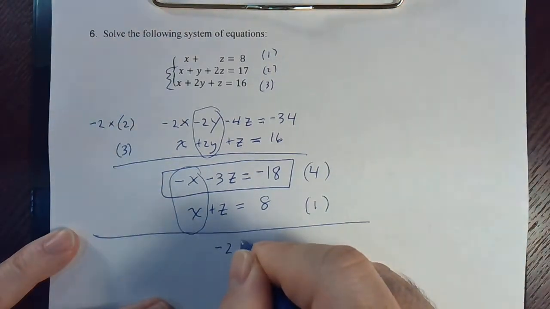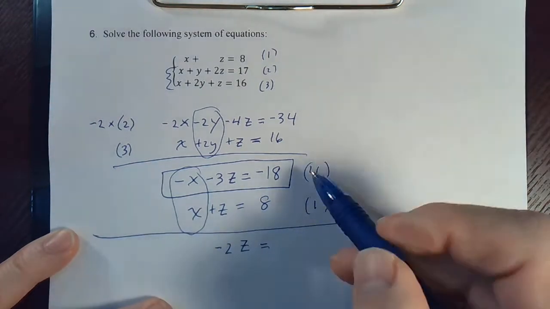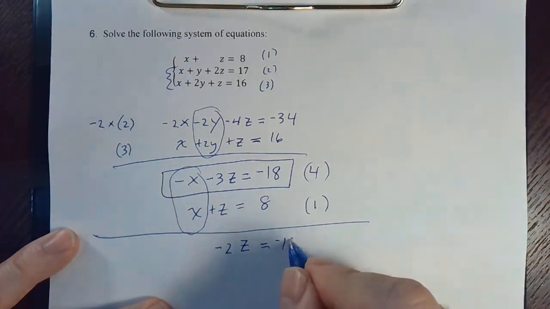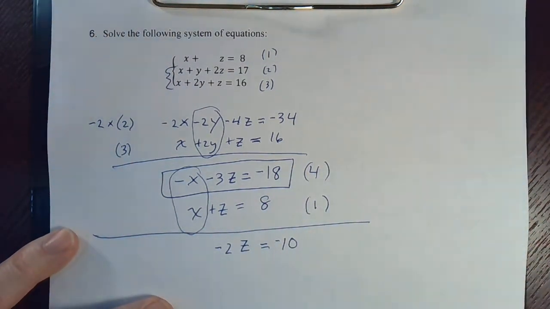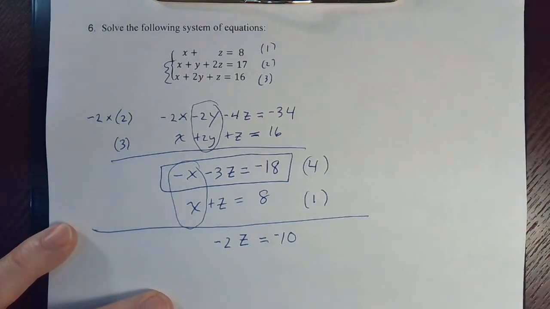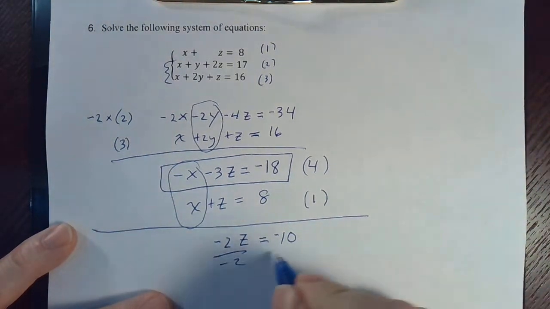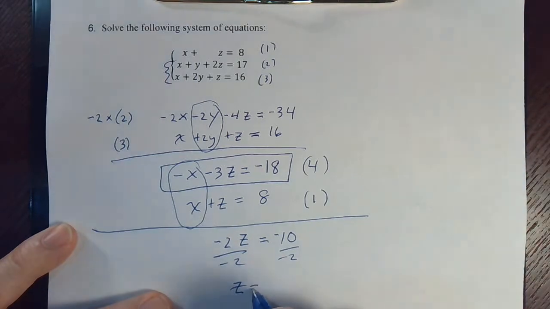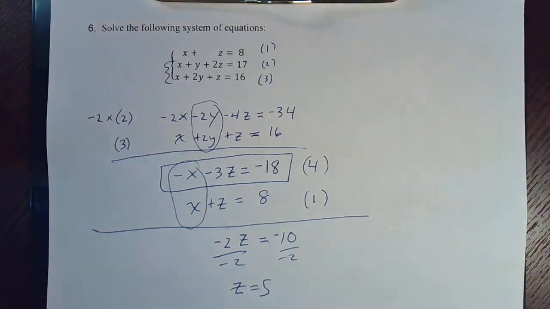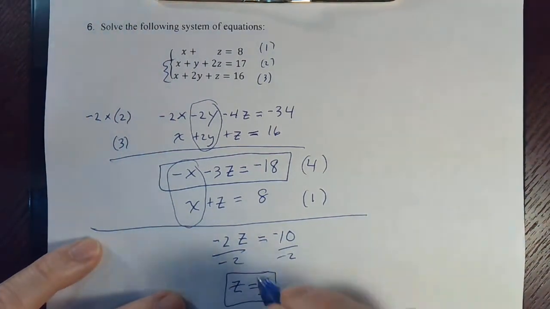Negative 2z equals negative 18, and 8 would be negative 10. So z is going to be what? 5, right? Divide by negative 2. z equals 5. All right, that's part of our answer.